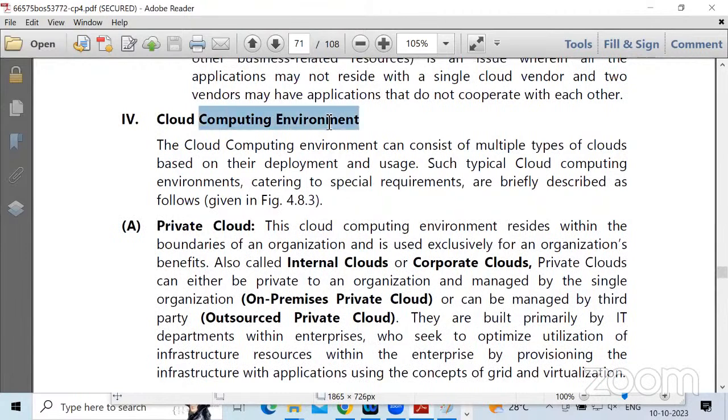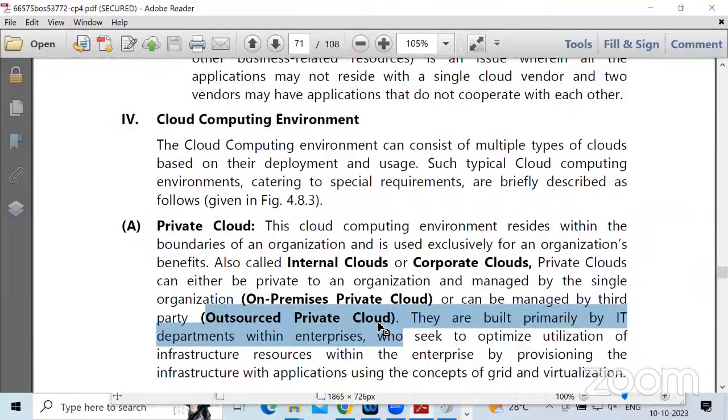Cloud computing environment means it indicates the types of clouds. There are four types of clouds: private, public, community, and hybrid. And the models of cloud computing are IaaS, PaaS, and SaaS, which we are going to study. Now, what is private cloud? It is maintained inside the premises of the entity. So, internal clouds or corporate clouds are kept on premises; private cloud can also be outsourced private cloud.